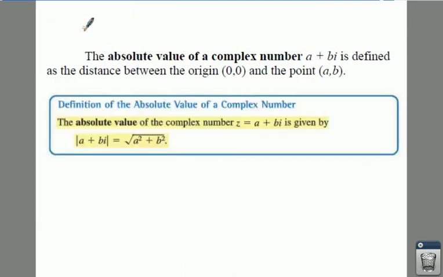So the absolute value of a complex number, a plus bi, is your distance. Anytime you talk about absolute value, that's going to be your distance from your origin. And the way to find your absolute value is to take the square root of a squared plus b squared. Oh my gosh, it's just like the Pythagorean theorem all over again and again and again.